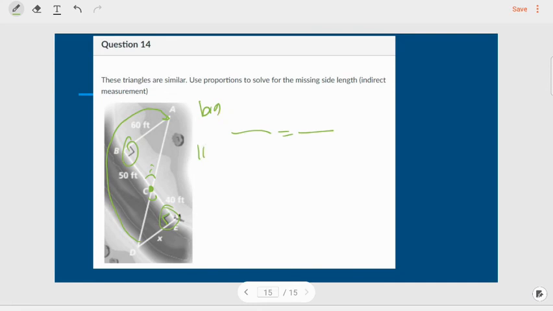I'm going to again do big to little. What is it that I'm trying to find? I'm trying to find the distance across the river, and that's on my little triangle. So x goes on the bottom. What is the matching on the other triangle? Now, be careful. Remember, this rotates around. So x lines up with 60. My longest side with my longest side. So 60 over x is equal to, well, 40 is the other length on my little triangle, which matches with the 50. I'm going to cross multiply.